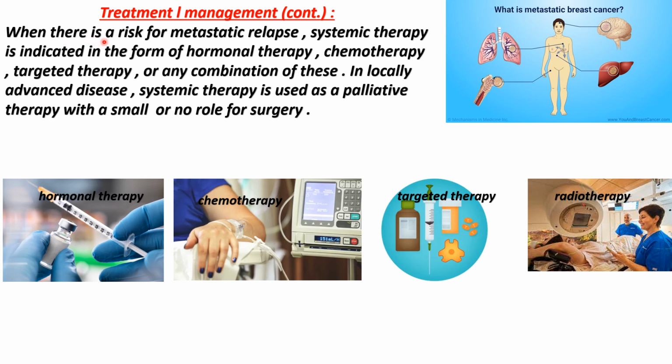When there is a risk for metastatic relapse, systemic therapy is indicated in the form of hormonal therapy, chemotherapy, targeted therapy, radiotherapy, or any combination of these. In locally advanced disease, systemic therapy is used as a palliative therapy with a small or no role for surgery.